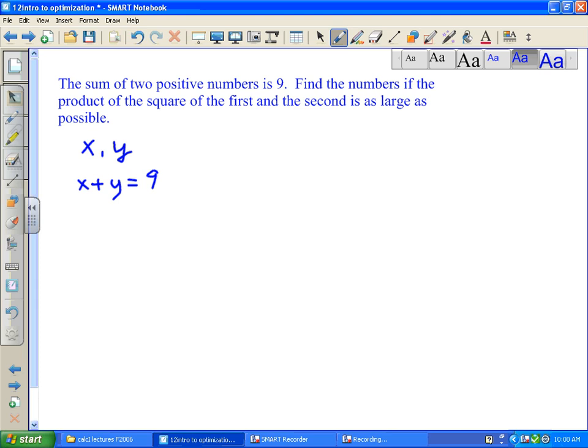And then they tell us that the product of the square of the first and the second should be as large as possible. So as large as possible meaning maximize, right? Maximize. What are we going to maximize here? The square of the first, which is x squared, if you say the first number is x, and the second, but they didn't say the square of the second, so it's just the square of the first number multiplied with the second number, so times y.